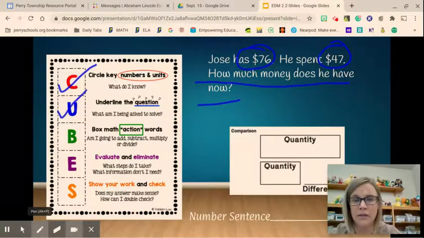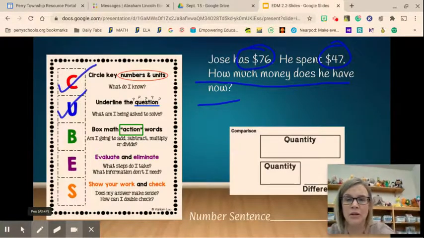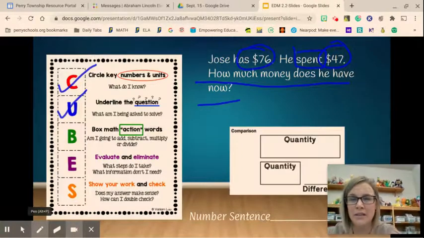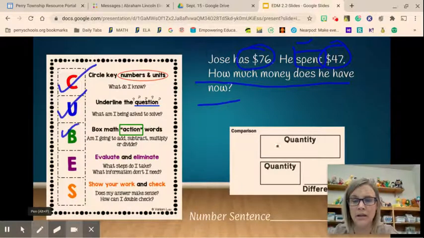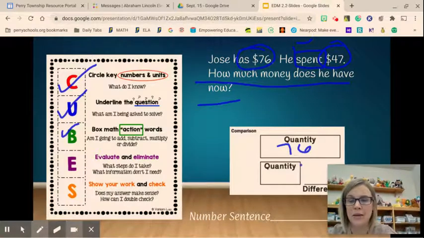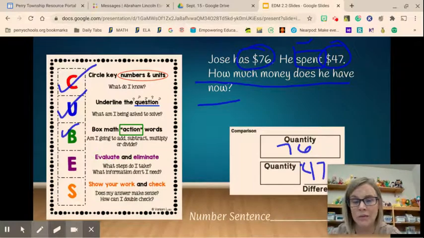Box in the keywords. So this one's a little bit tricky. One of them is he spent. If he spent his money, that means his money is going to decrease. And so I know that I have to find my answer by subtracting. And then evaluating it again, like I said, I'm going to subtract. And I'm going to think about he had $76 and he spent 47. So I want to know how much money he has now. I am going to, again, subtract.